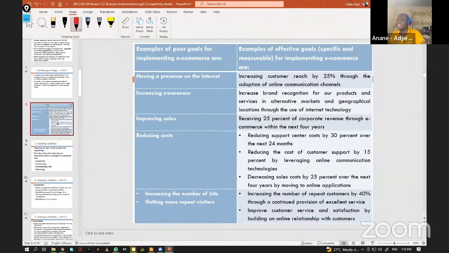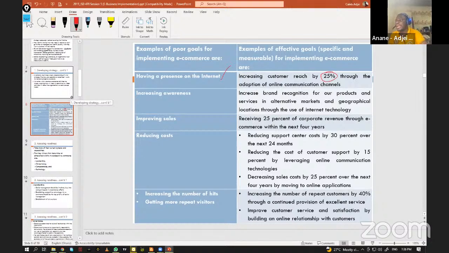Number one, assuming somebody says, I just want to have a presence on the internet. It's a poor goal. What do you do with it? But if you want to find out if the goal is really an effective one, then the person is saying, yes, I want to be on the internet because I want to increase my customer reach by 25%. Then this person actually has a specific goal, or specific objective.